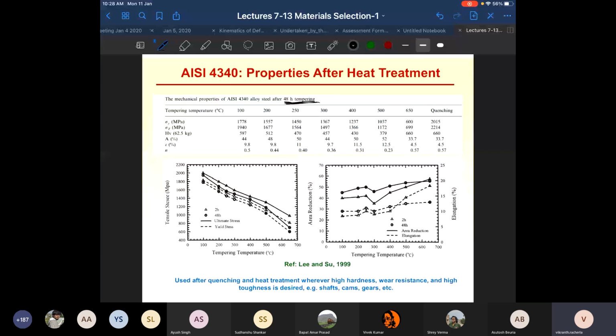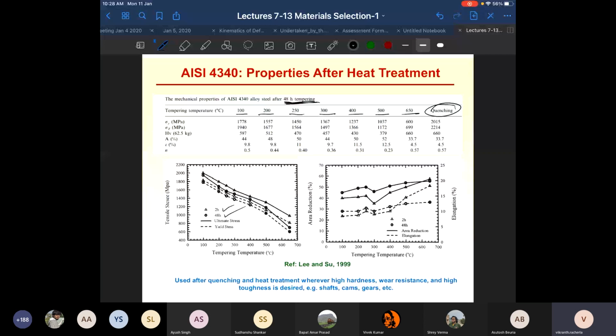Normally, you do not temper for so much time. Tempering is typically done for about 2 hours. So, anyhow, the effect of 2 hours versus doing tempering for 48 hours is given in the graph below. But in the table, the results shown are for 48 hours of tempering. And you can see what is the effect of tempering at different temperatures. So over here, tempering temperature is being varied from 100 to 650, and properties are also given for the quenched condition.